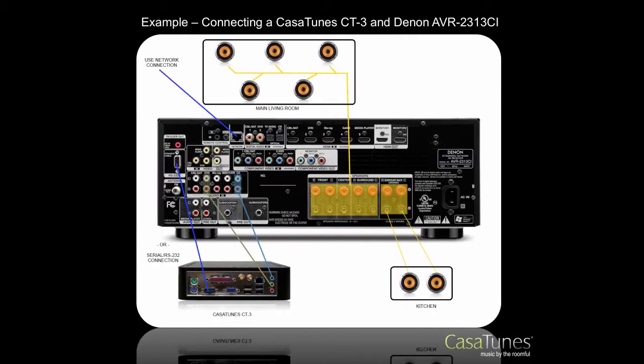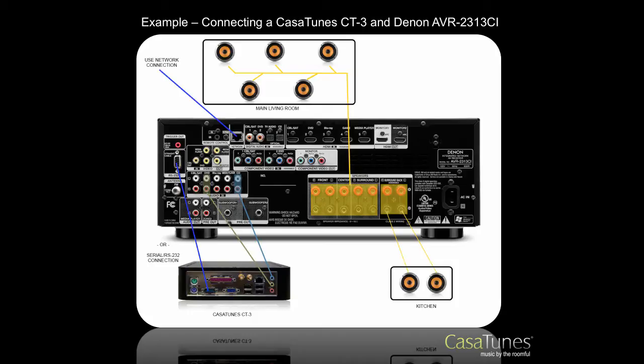So let's look at how we can physically connect, in this case, a CasaTunes CT3, which is our 3-room system, with a Denon AVR 2313, which is a 2-zone system. There are 2 things that you need to configure from a physical perspective. First of all, we need to set up the control, and CasaTunes can control the AV receiver either through IP or through RS-232 or serial.